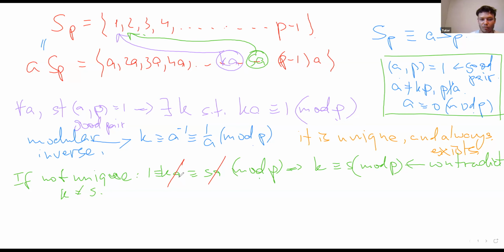So now if I simplify A on both sides, I'll just get that K is congruent with S, and I can simplify A because A and P is a good pair. I can always simplify when the numbers are good pairs. So if A and P are good pairs, I can always cancel A on both sides. So I get that K is congruent with S, but this would mean that K is equal to S, which is a contradiction because K is not equal to S. Okay, so we get that the modular inverse exists.